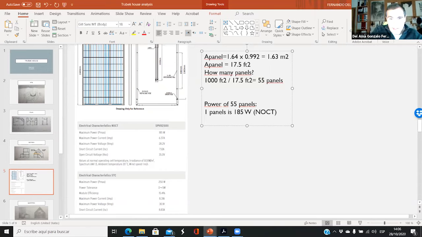Okay, and then how much power? So what is the power of 55 panels? We have 55 times 185. That is 10,175 watts, and this is 10.2, let's say, kilowatts.